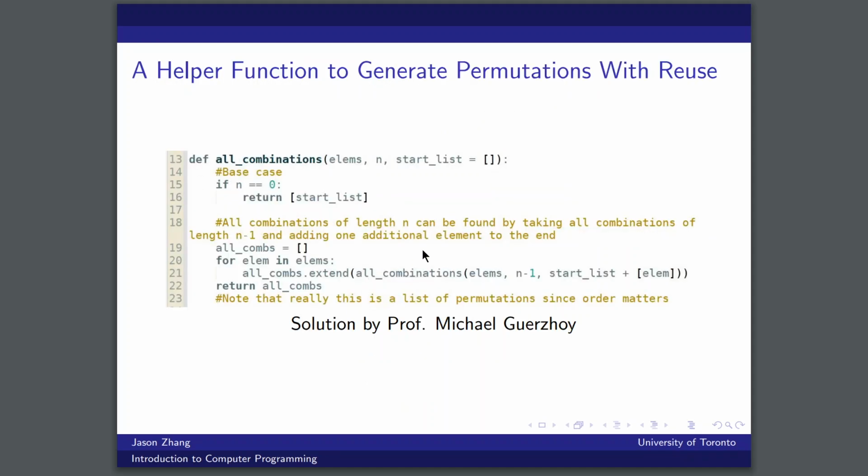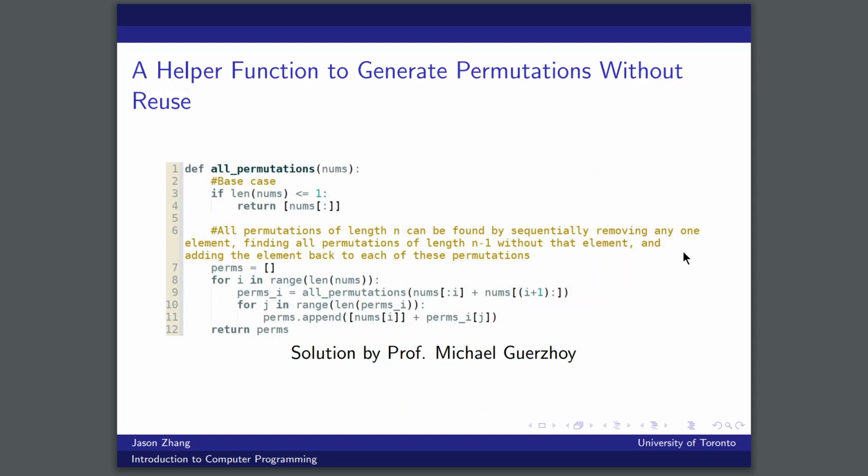And by the way, when doing this recursively, the base case would just be to return an empty list when n is equal to 0. And when n is equal to 1, the only possible permutation is just the element itself.